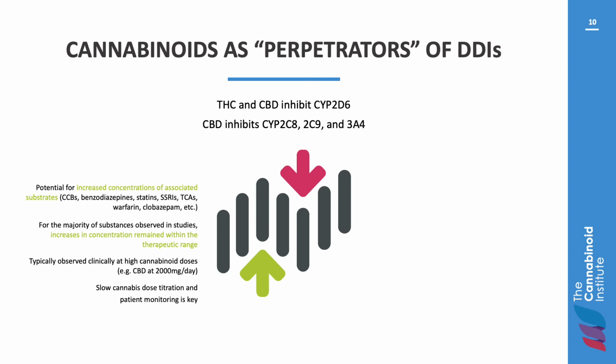Additionally, similar to cigarette smoking, the smoking of cannabis results in the induction of cytochrome 1A2, which may decrease available levels of theophylline, antipsychotics, and caffeine, and should be considered for patients who are smoking cannabis and taking medications which are substrates of this enzyme.